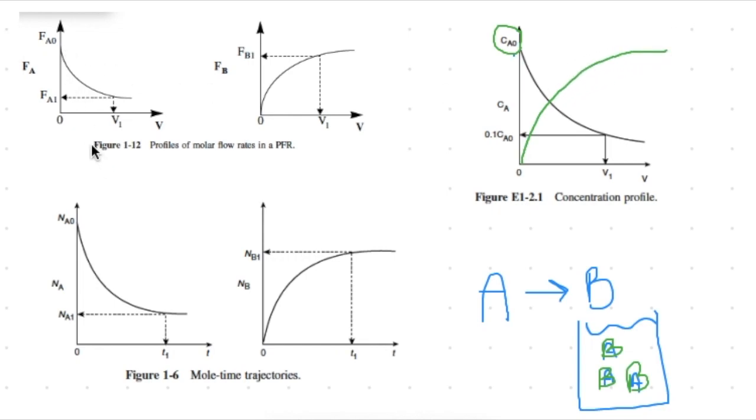Now let's look at the molar flow profile. This is almost the same. The flow rate of chemical A starts very high, and over time, it exponentially decreases. Now we look at this graph where the flow rate of B increases because B is being formed while A is being used up. The same thing happens if we look at the number of moles of A versus B over time. The moles of A decrease over time as they are used up to form product B.